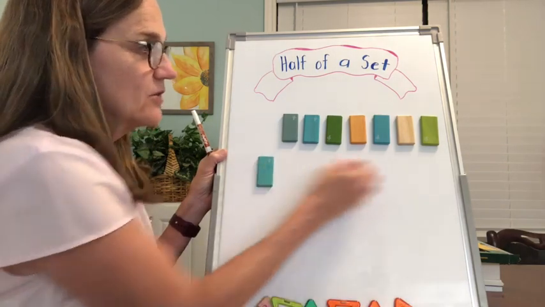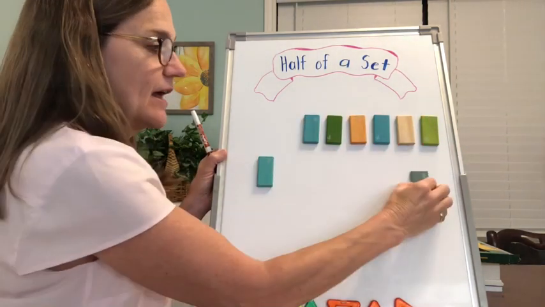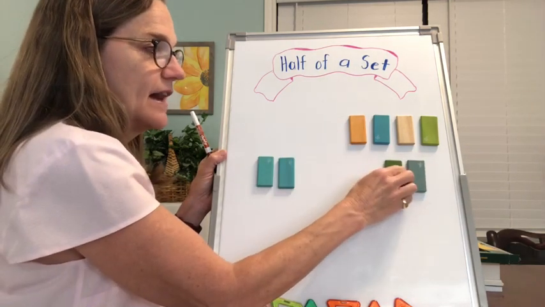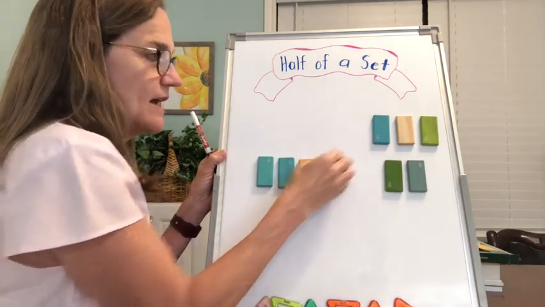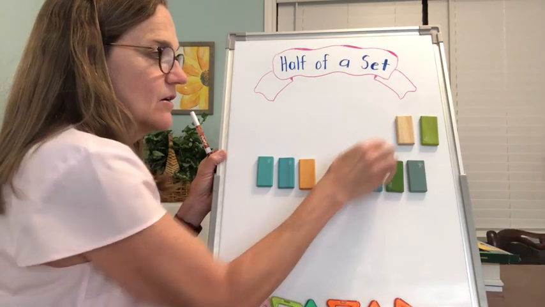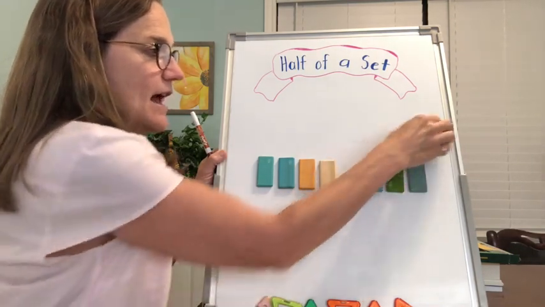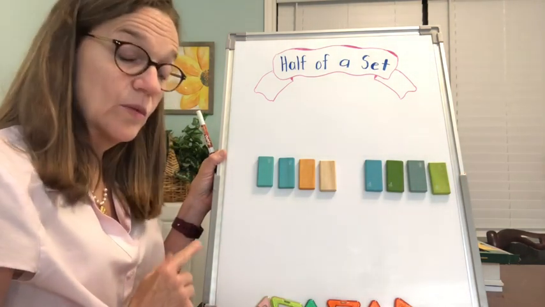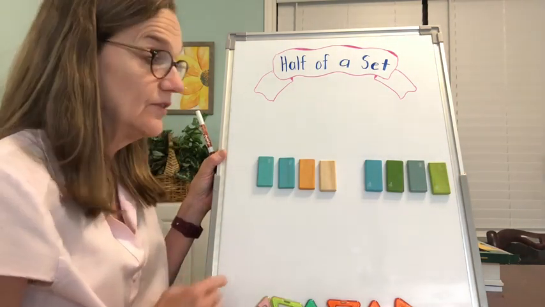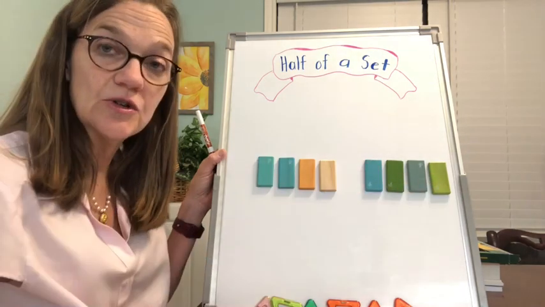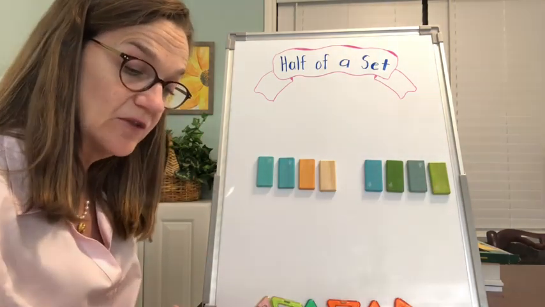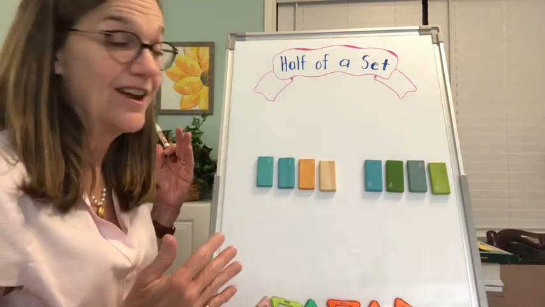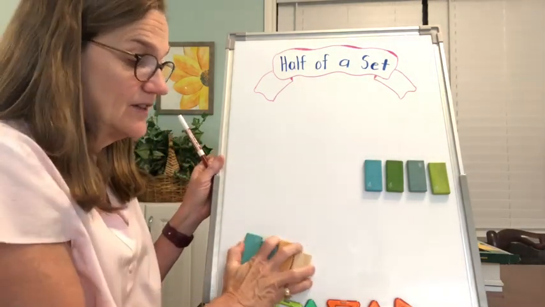We're going to make a set over here, and we're going to make a set over here. We're going to make a set here, and we're going to make a set here. Now, we started with one big set and we divided it into 2 smaller sets, didn't we? Okay. And how many are left over? None. All right, let's take those down.